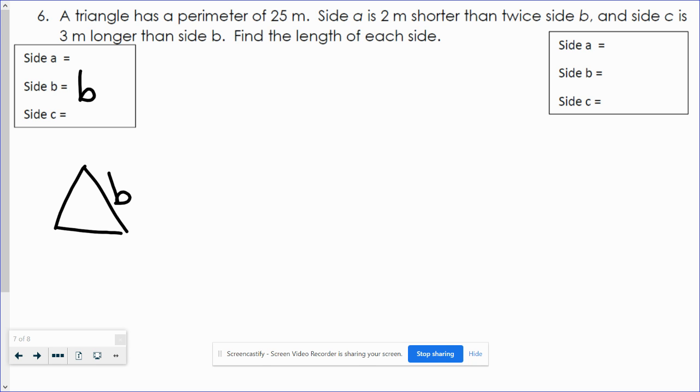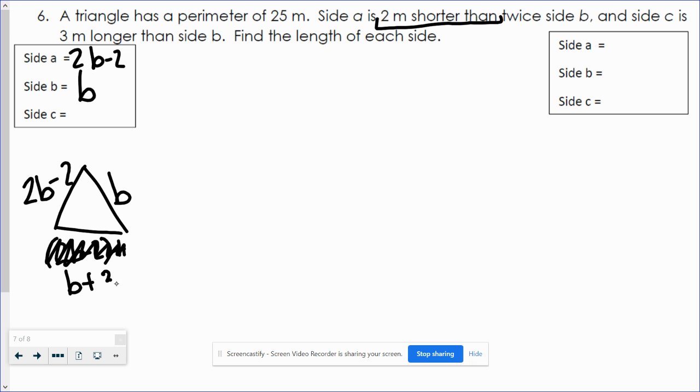So ignore the 2 meters shorter part for a second. Twice side B would be 2B, and then I would say 2 meters shorter would be minus 2. And side C is 3 meters longer than that. So I would have 2B minus 2 plus, oh, never mind. I didn't read it carefully enough. It's 3 meters longer than side B. So that would be B plus 3.